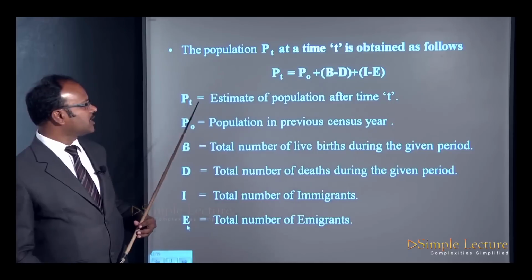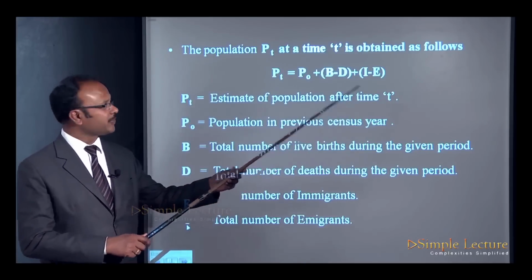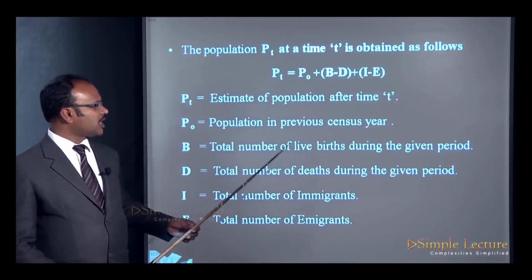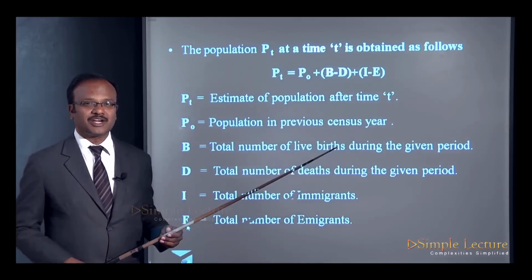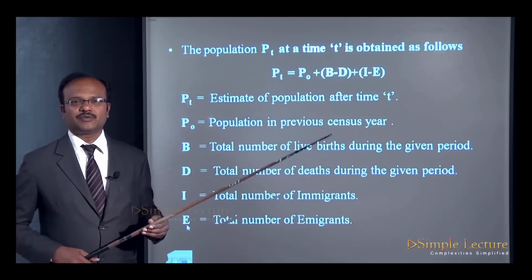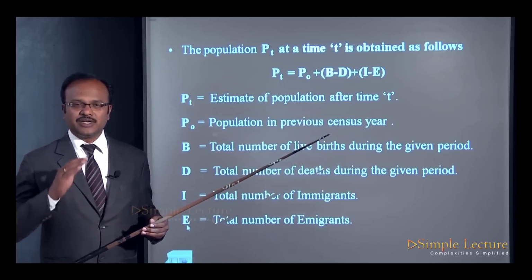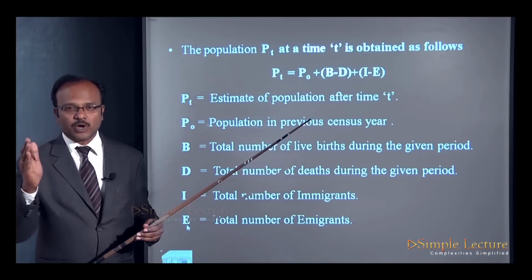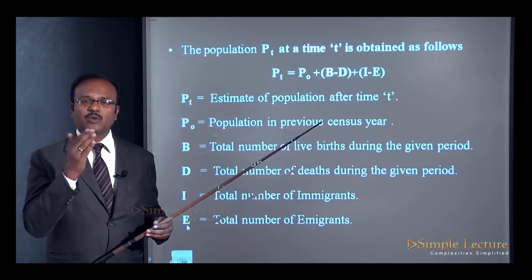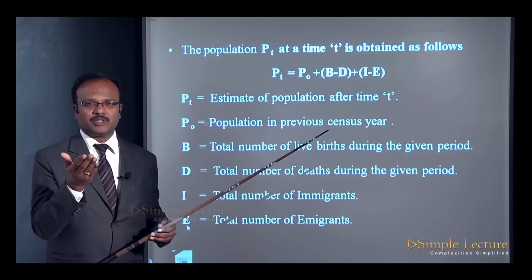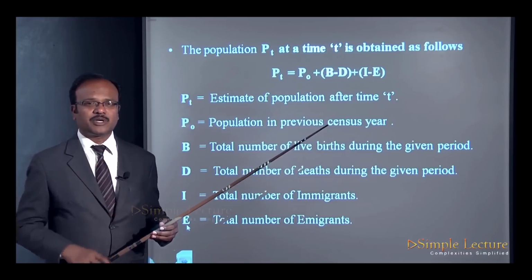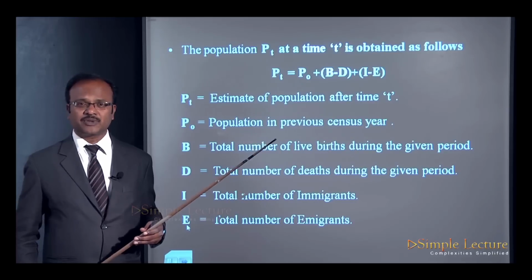What is PT? It is the estimate of population after time T. What is P0? It is the population in the previous census year. What is B? Total number of live births during the given period. So you should know the difference between live births and births which happen with death. In other words, the children who are born and survive, we call them live births. But children who are born without life, sometimes dead children, they will take it out. The moment the child is born, the child dies, then that will not be taken as a birth into consideration.